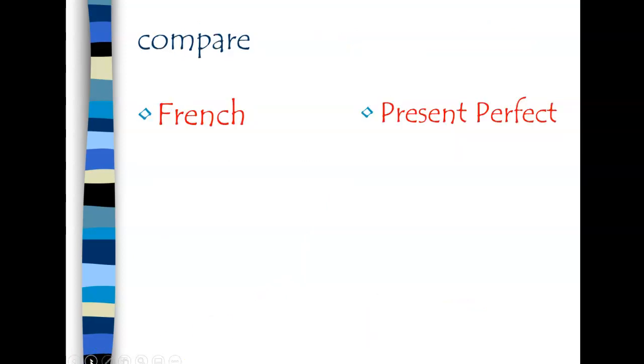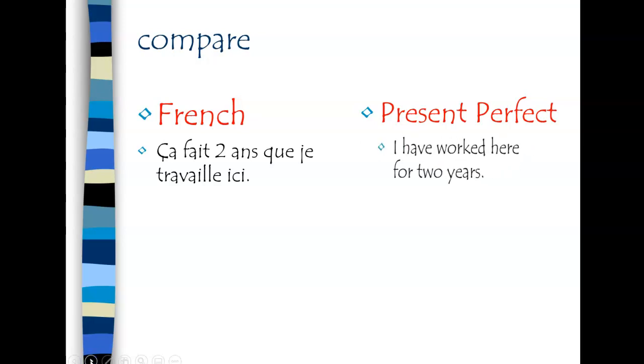So we compare French and present perfect. Ça fait 2 ans que je travaille ici. I have worked here for 2 years.